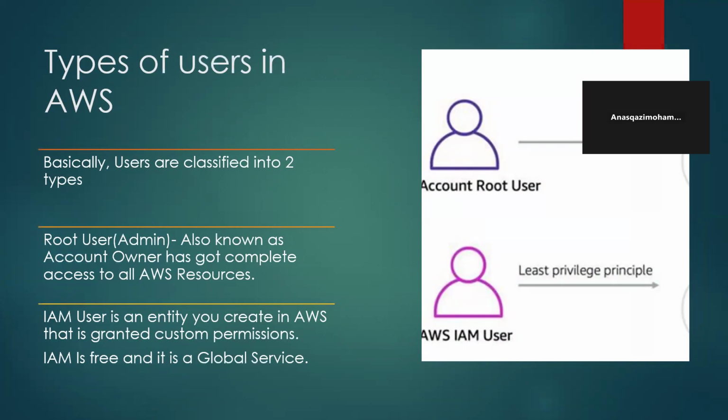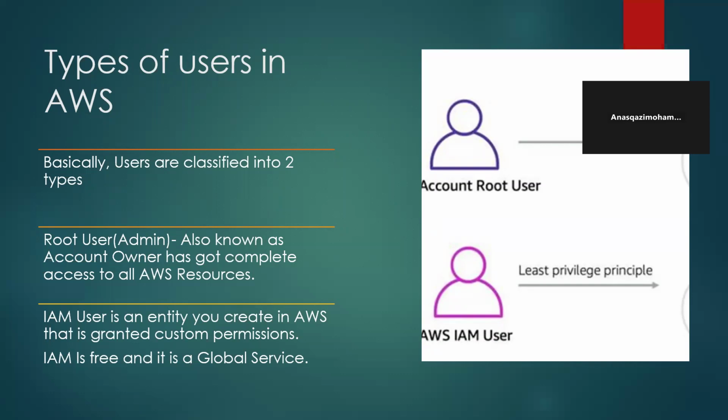So users in AWS are classified into two types. First one is the root user, who's the administrator and he's got the full access over the AWS account. The second one is the IAM user. The IAM user is also called the normal user, who can be given access for a particular service in AWS, or you can give access to an administrator, or you can create access for an individual user.